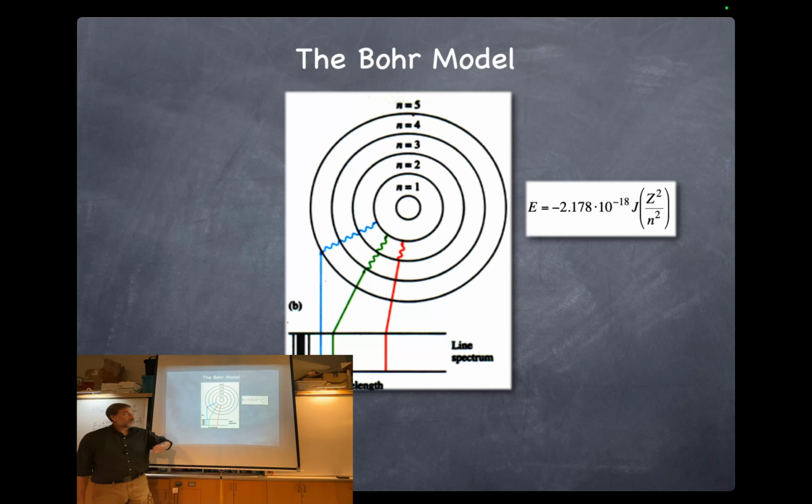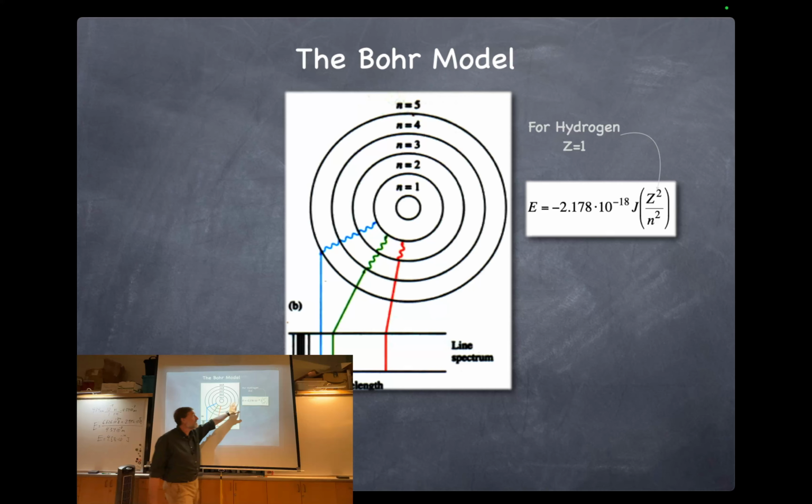Now, in this equation, Z is the number of protons in the nucleus, what we call the effective nuclear charge. For hydrogen, Z is equal to 1, and that makes this equation quite a bit more straightforward. When you start to say Z is 2 or 3 or 4, things get a little fuzzier. We'll talk more about that next week.